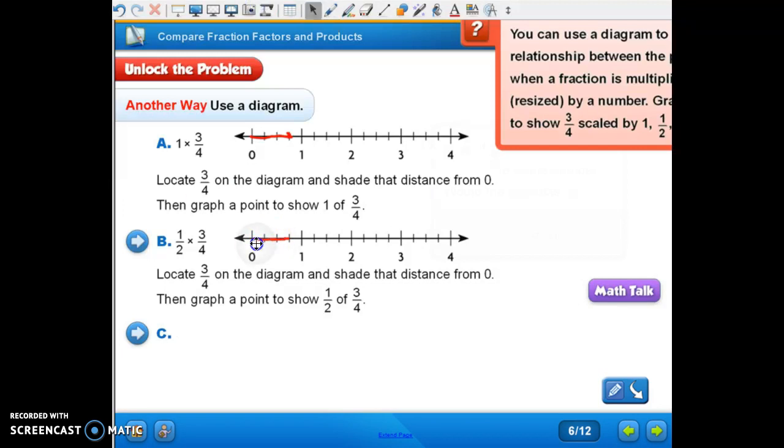So we have two fourths right here, one here and one here, and then we need to be halfway of that. So our dot's going to be halfway between those lines, hopefully. Right there. That is 1/2 of 3/4.